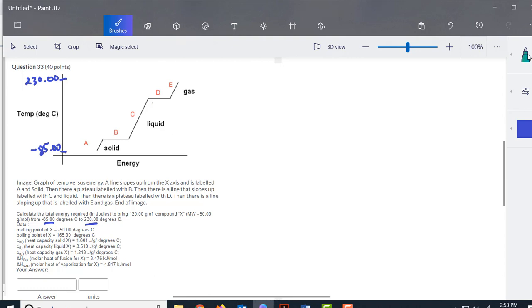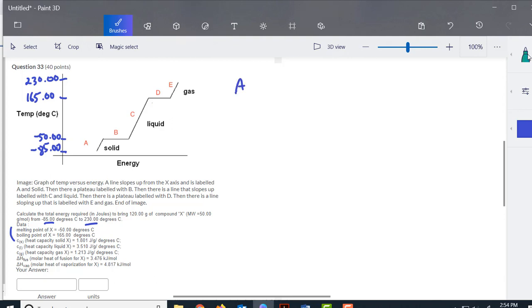The other thing I think is good to put in is the melting point and the boiling point, and those are down here. The melting point will be where the solid turns into a liquid, and so that'll be -50.00 there. And the other one is where the liquid turns into a gas. That's going to be the boiling point, 165.00 there.